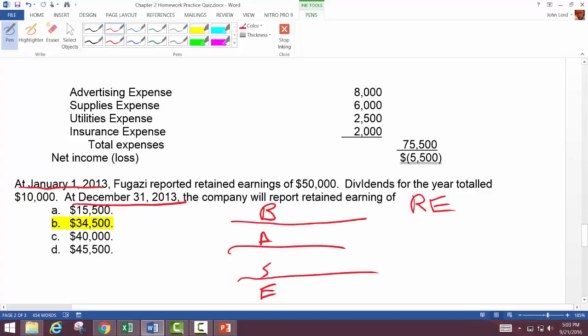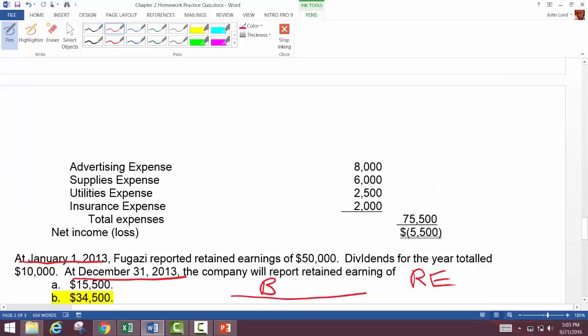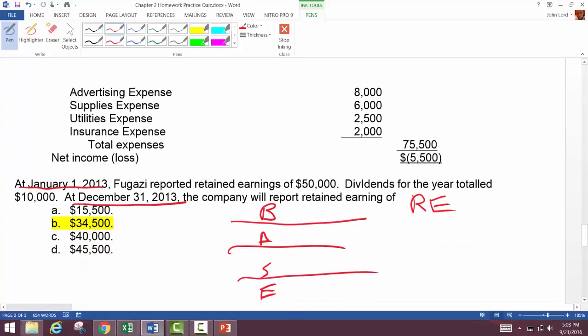What's the beginning balance? Beginning balance, they told me, is 50,000. Good. So I'm going to pick up that 50,000. With me so far? Now I have to figure out the add, which is typically net income, right? The add is net income.